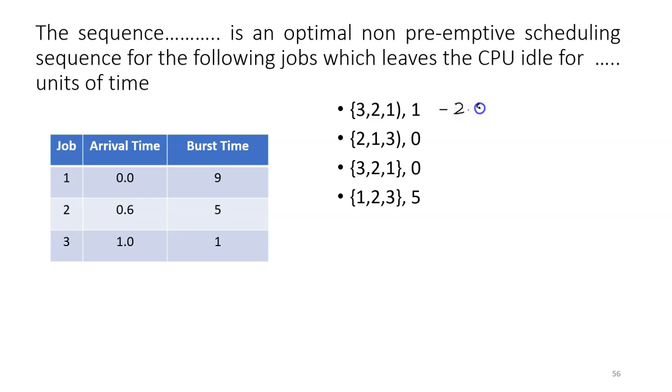So here the first option, that is sequence 3, 2, 1 with CPU idle time of 1 unit, gives average waiting time of 2.8. The second option is not possible. The third is not possible. And the fourth option with sequence 1, 2, 3 gives average waiting time of 12.13. So amongst the first and the fourth option, the first option, that is sequence 3, 2, 1 and CPU idle time of 1 unit, is correct.